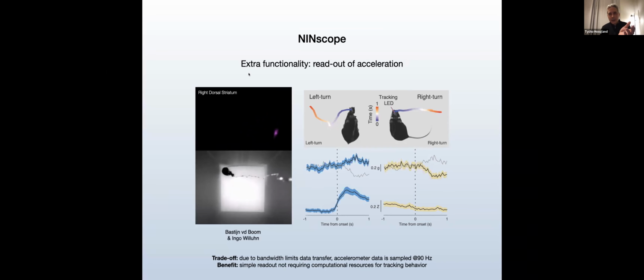So one of the trade-offs was with the accelerometer readout, that we could only sample at up to about 90 hertz, because we're also reading out all the image data that has to be transferred to the computer. So we had to interleave the G-sensor data with the image data. That could be considered one drawback. But the benefit, of course, is that we had a very simple readout of the behavior.